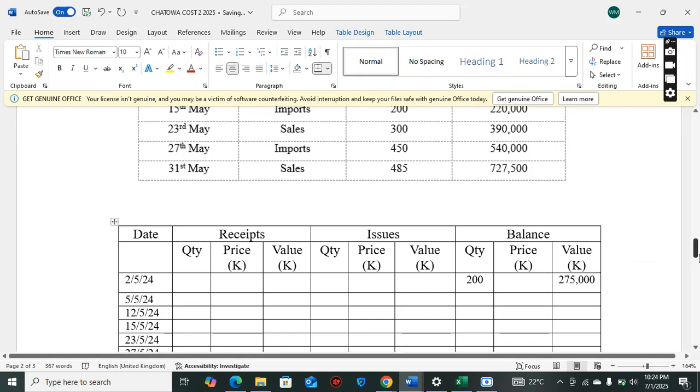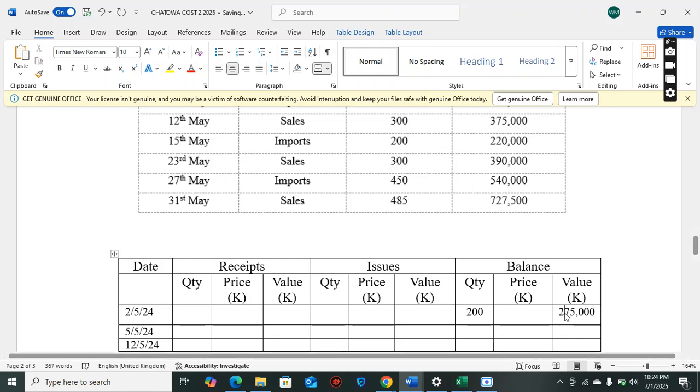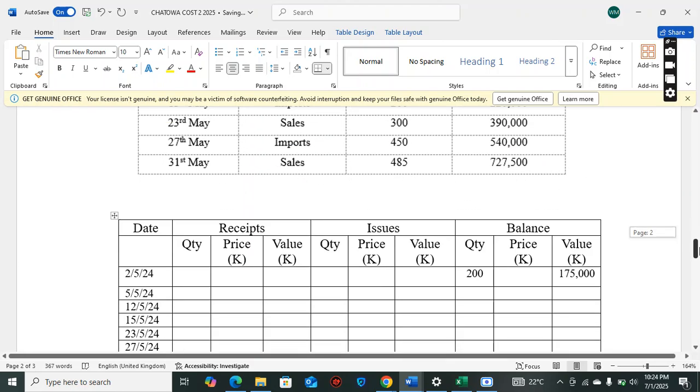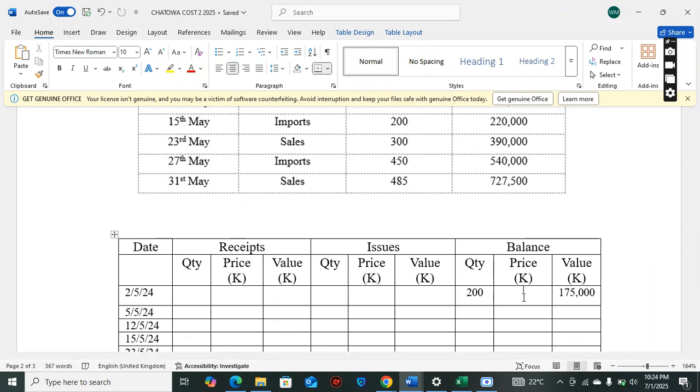So we need to find the cost of each panel. Because they haven't given us the cost in this question, they're just giving us the quantity and amount, we don't know the cost for each panel. So 175,000 divided by 200, what do we get? $875. All right.